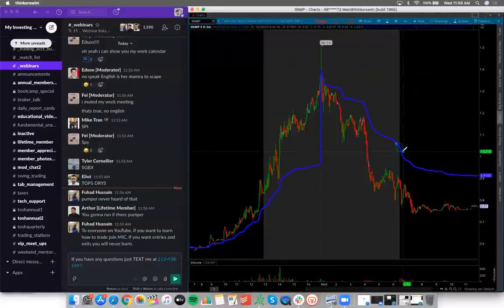So this is the first point level that I care about. This is the second, which correlates to exactly this top level too. So that was almost like a double resistance, in my opinion, because if it does it here and then it does it here, I just love that. And then this is a third.